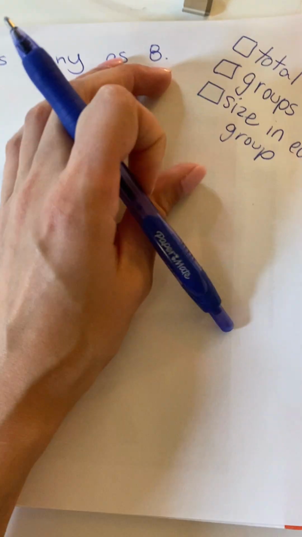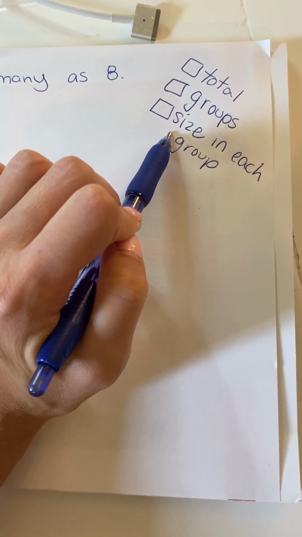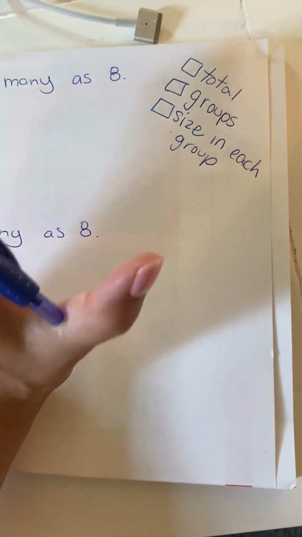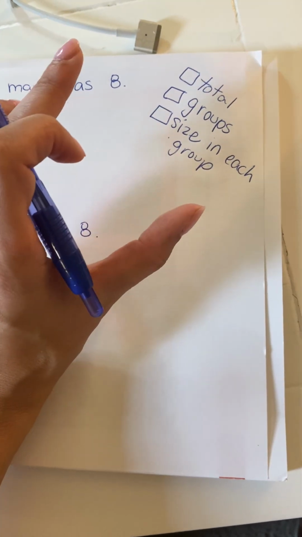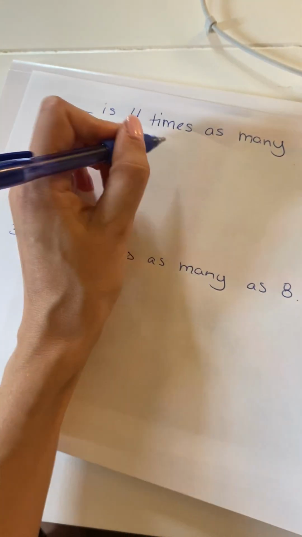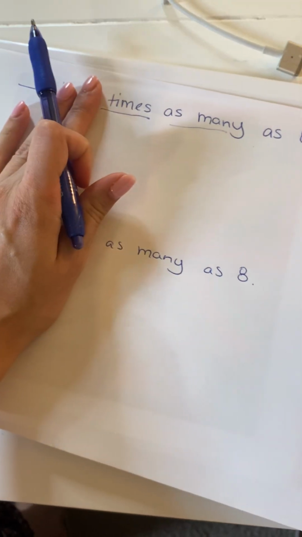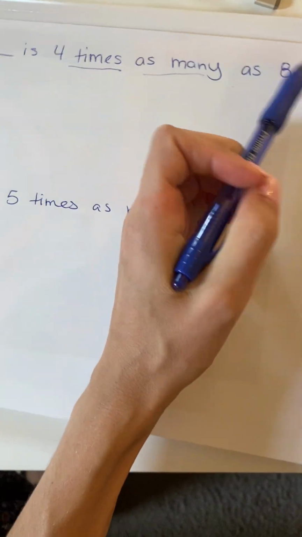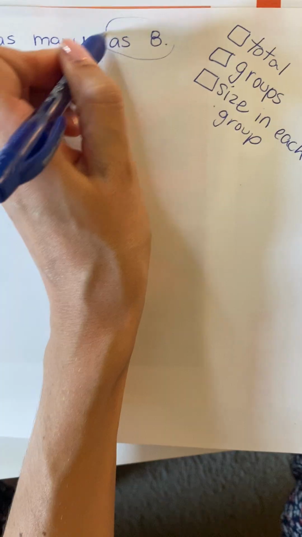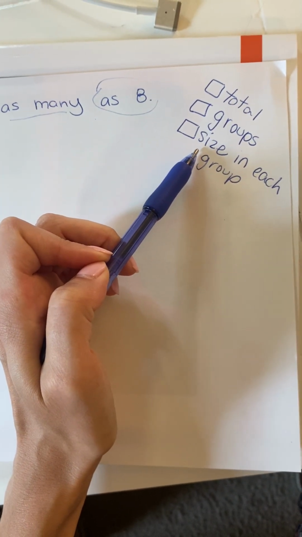Last year, my students would write them in the corner of their paper with the boxes and figure out which 2 are they given and which one are they looking for. You're not given all 3. One is always missing. So here we've got blank is 4 times as many as 8. Whenever you see 4 times as many, that's going to tell you the groups. When you see as 8, that's telling you the size of a group.